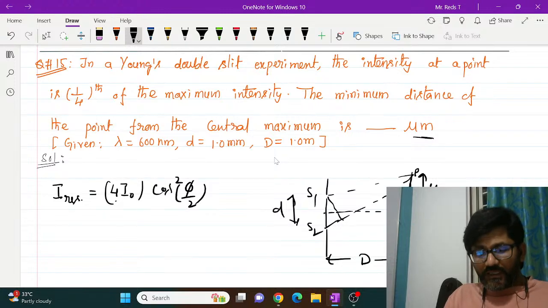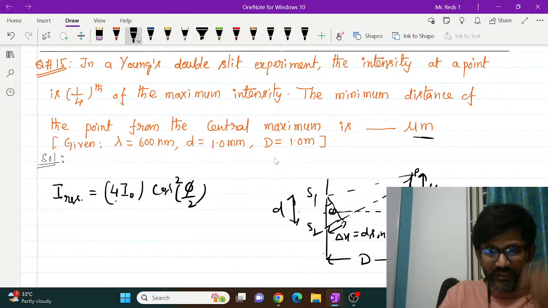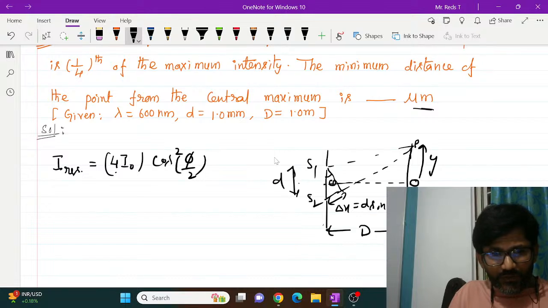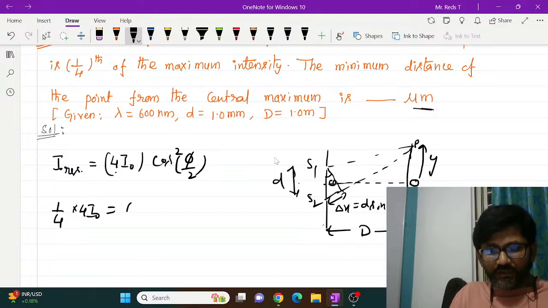If you draw a line here, from this point onwards both light waves travel the same distance. The extra distance is called the path difference, delta x. If the distance between S1 and S2 is d, and this angle is theta, then delta x is equal to d sine theta. Here the resultant intensity at a point is 1/4 of the maximum intensity, and the maximum intensity is 4I0. So 1/4 of 4I0 equals 4I0 cos square of delta phi by 2. You can use the symbol delta also to represent phase difference.